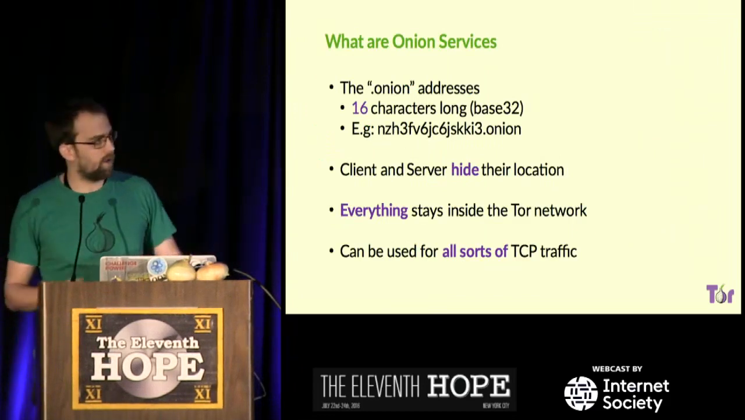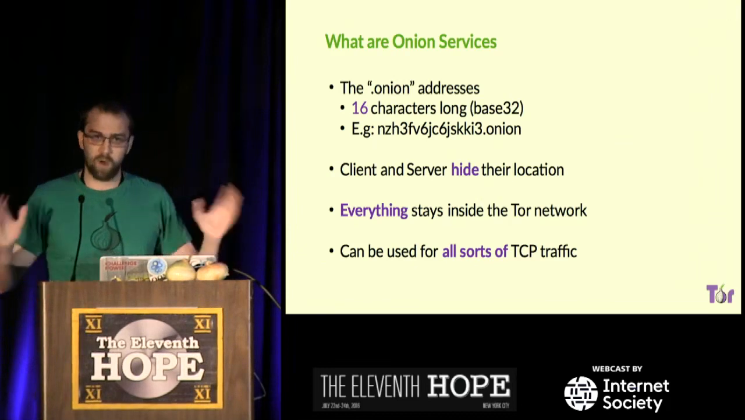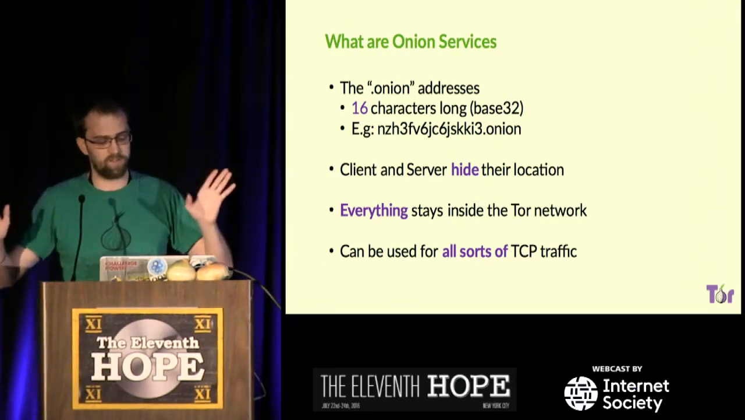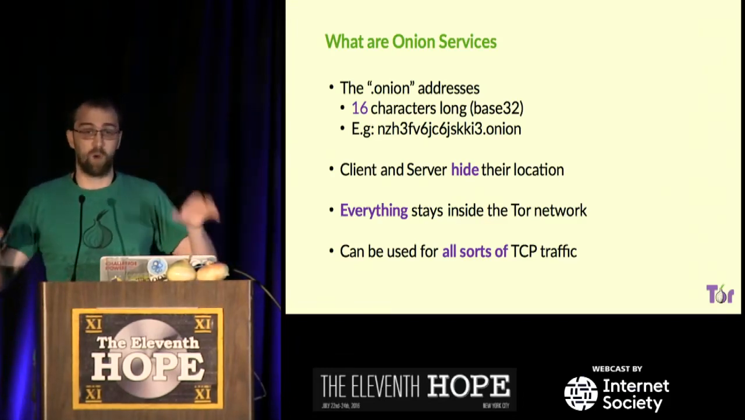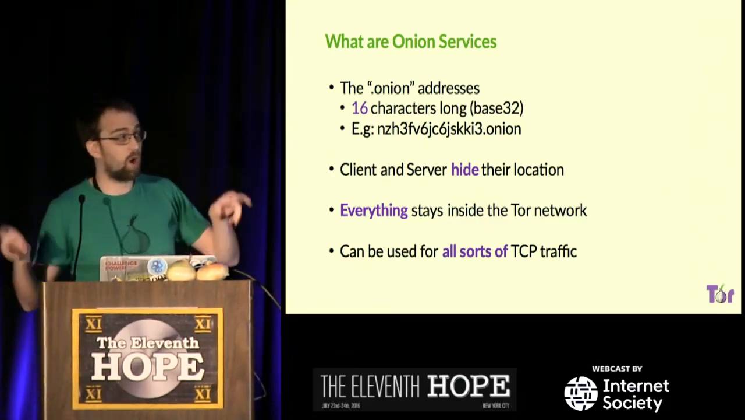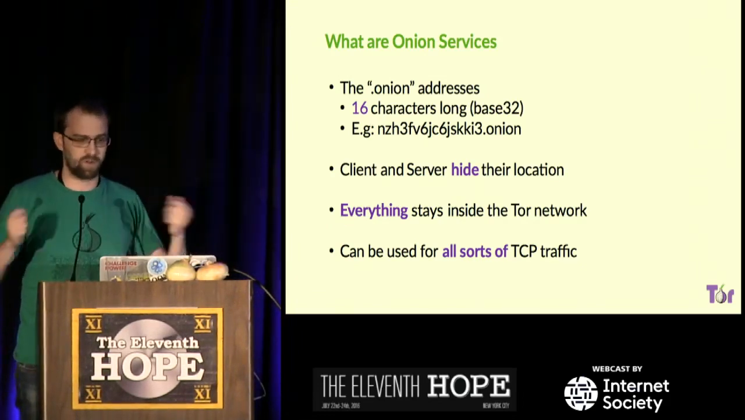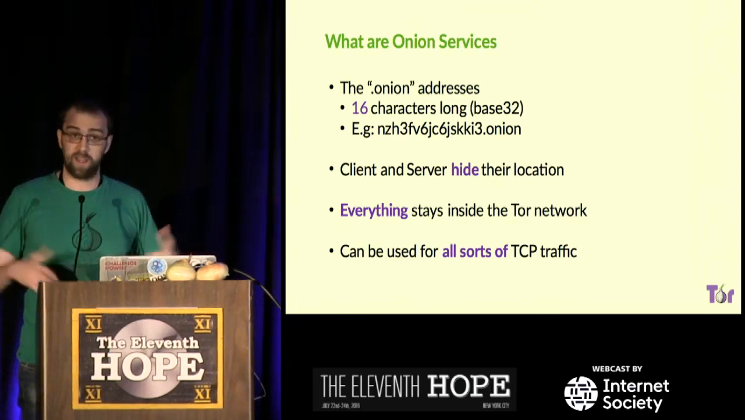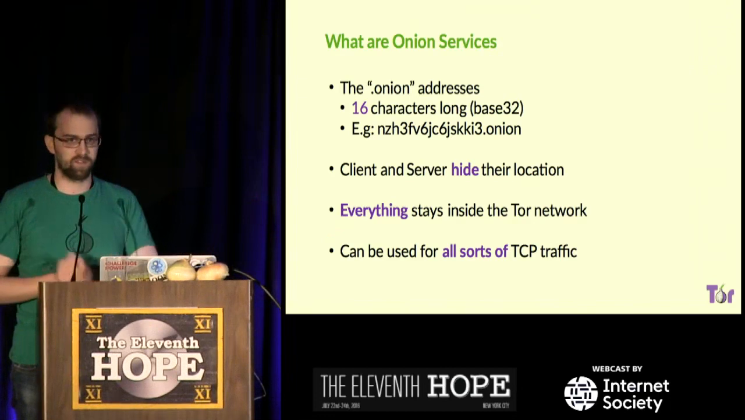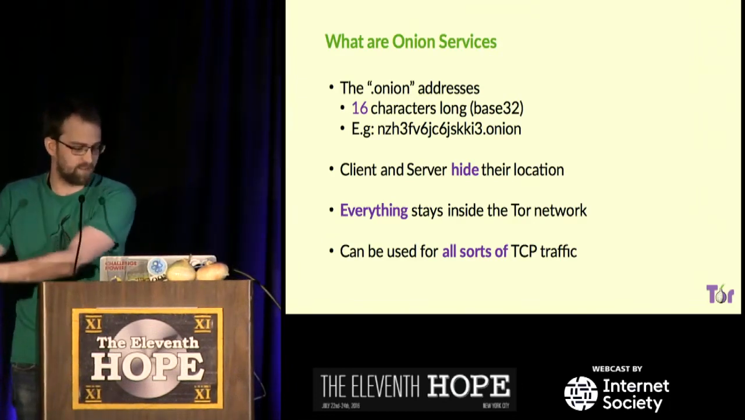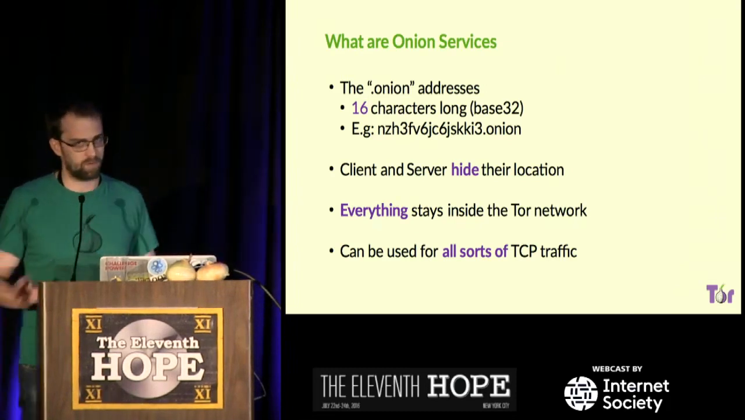So, a quick overview of what hidden services, now onion services, are. Basically, one .onion address, 16 characters long, in base 32, is pretty easy to understand. Both the client and the service side are hidden, so both are anonymous. It's a very important property, because as a client and as a server, you can protect yourself. Everything stays inside the Tor network. That means the onion service traffic doesn't go outside, it doesn't go through an exit node as on the internet. And it carries all sorts of TCP traffic. Remember, Tor is only TCP.